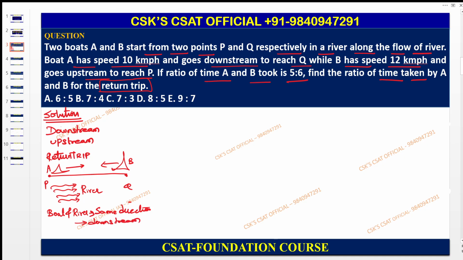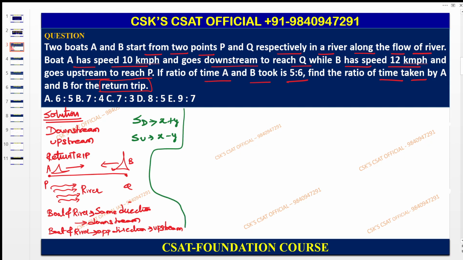Then when the boat or man or whatever, and the river are in the opposite direction, then you can call that upstream. These are the things you need to understand. Then one more thing: downstream speed is equal to, you need to add both, x plus y. Upstream speed is equal to, you need to subtract, x minus y. So these are the basic things you need to understand.